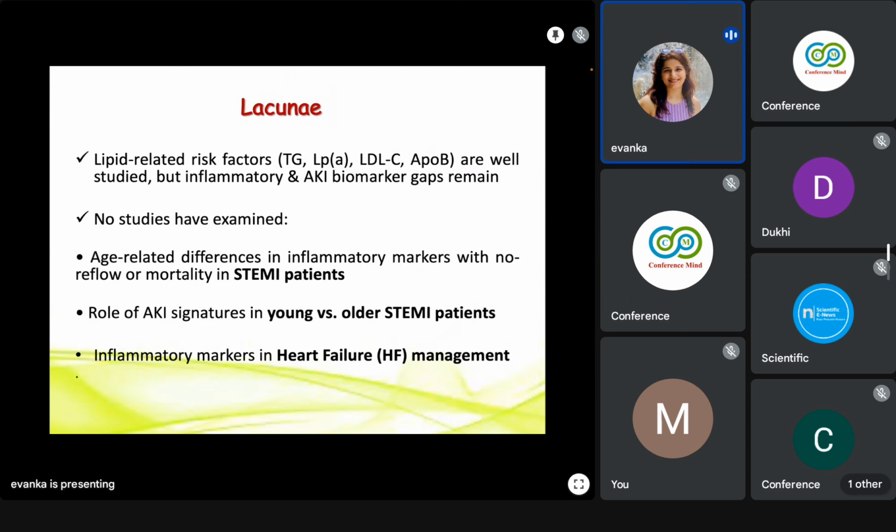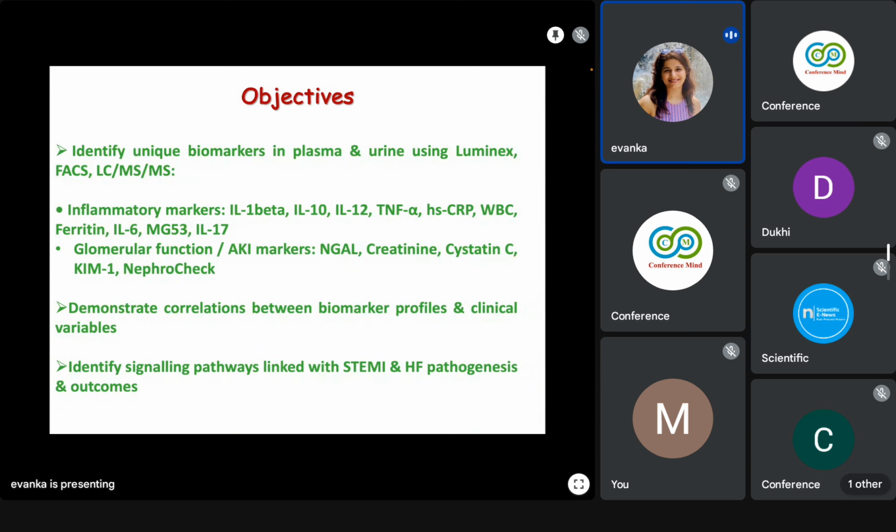So the lacuna here is that the role of LPAs, LDLs and ApoBs is already studied. However, the role of inflammatory and AKI biomarkers remains unexplored. Therefore, we'll be studying both of them, where the objectives are to screen the inflammatory markers along with AKI biomarkers, then demonstrate the correlations between biomarker profiles and clinical variables, and then identify signaling pathways linked with STEMI and HF pathogenesis.